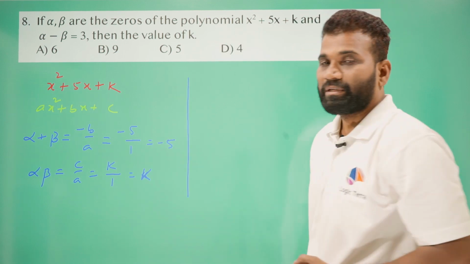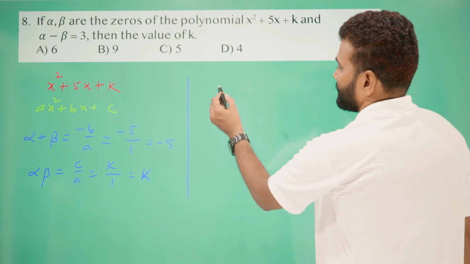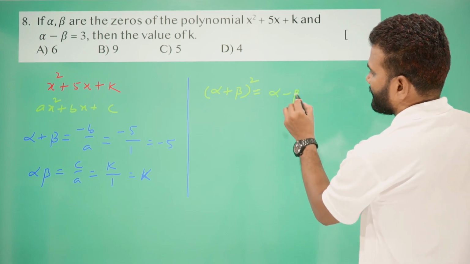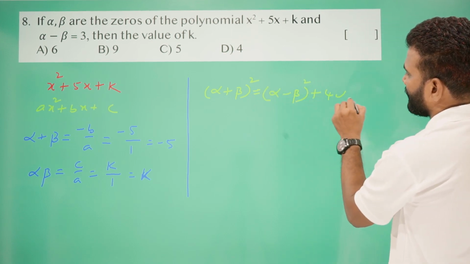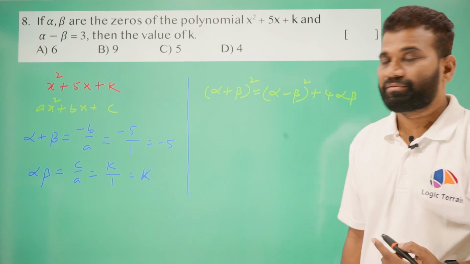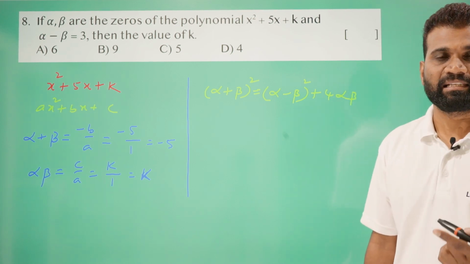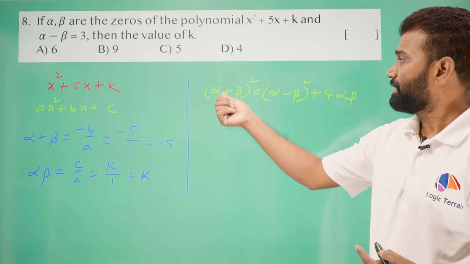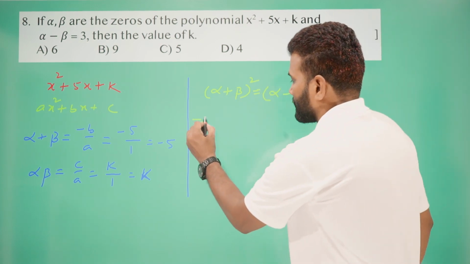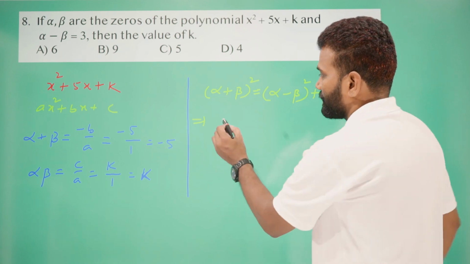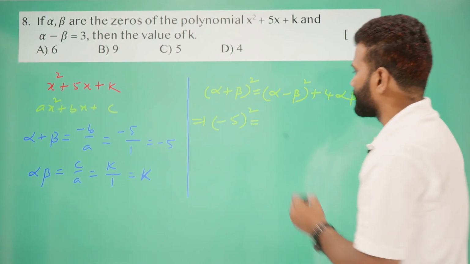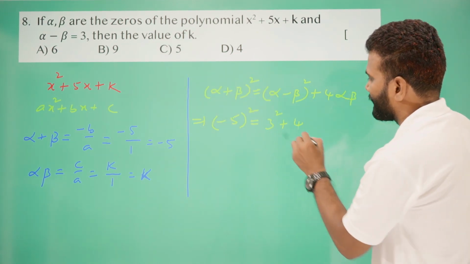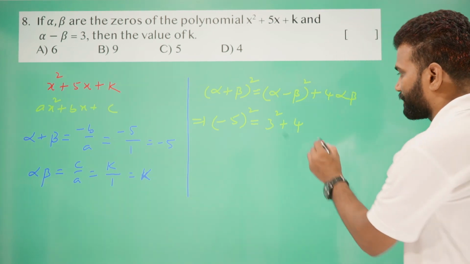And we know from algebraic identities that (alpha plus beta) whole square is equal to (alpha minus beta) whole square plus 4 alpha beta. So, by making use of the algebraic identity (a plus b) whole square is equal to (a minus b) whole square plus 4ab, we have simply replaced a and b with alpha and beta, and substituted the known values. Alpha plus beta is negative 5, so negative 5 whole square is equal to alpha minus beta, which is given as 3, so 3 square plus 4 into alpha beta, which we got as k.